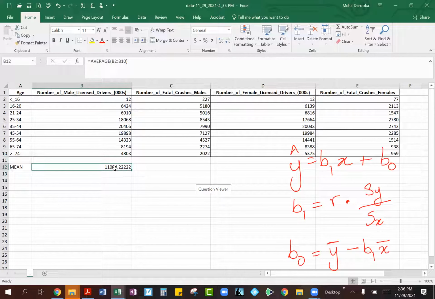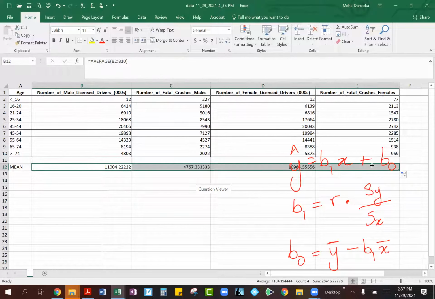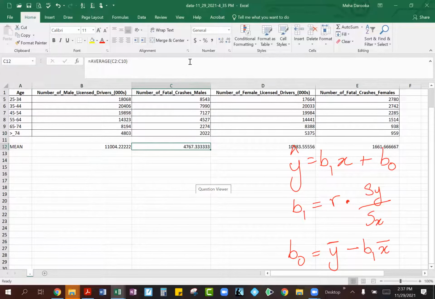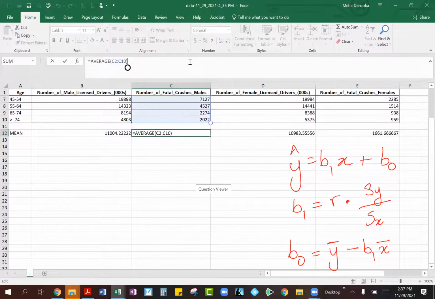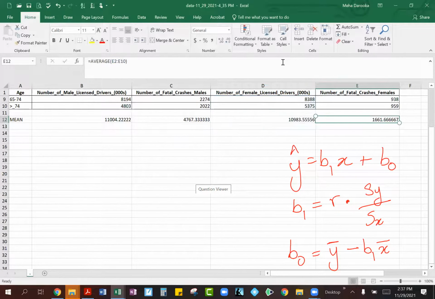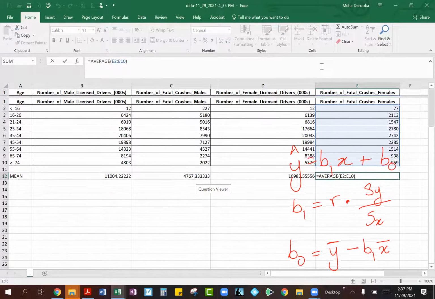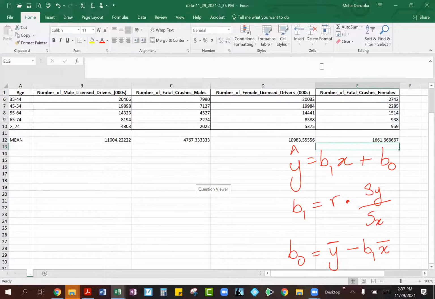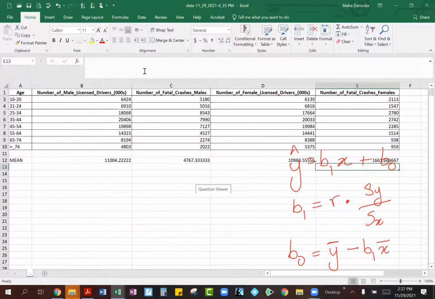And again, since I'm calculating the average for all of these columns, I'm going to go to the bottom right corner of this cell. And instead of dragging it down, I'm actually going to drag it right till I get to the very last column. And you will see when you click on this, this is using all the data cells from here. This one is using all the data cells from the female licensed drivers. And this one is using all the data cells from the fatal crashes for females. So just type one function and then you can copy it over to the others. So that was our mean.